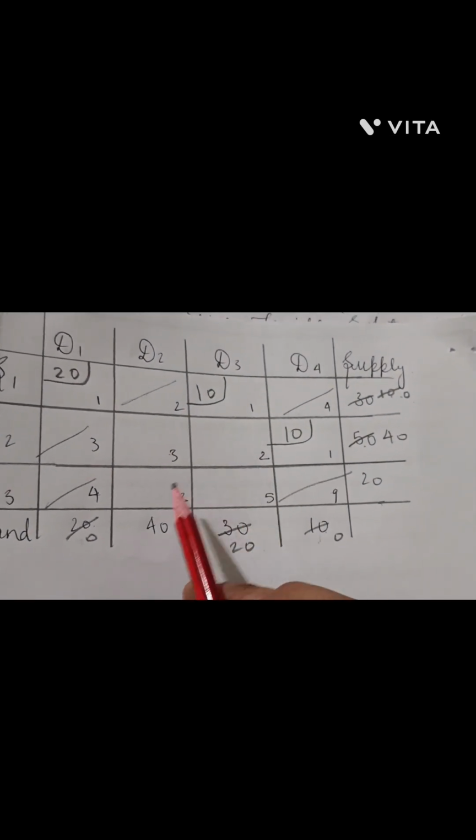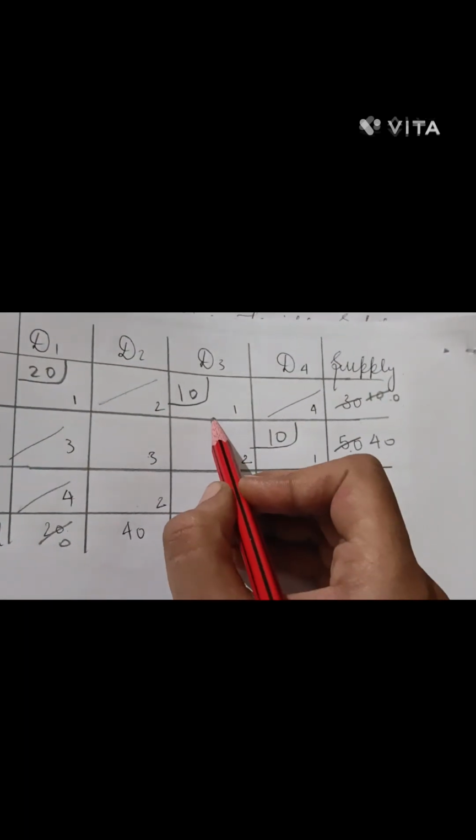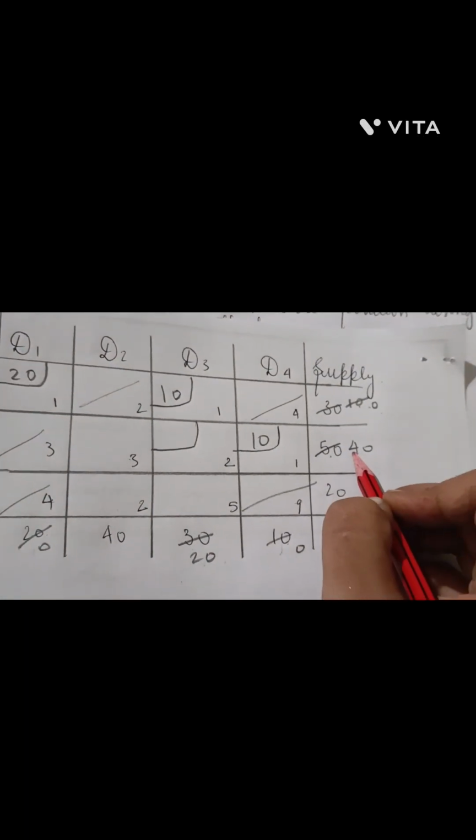And next least cost is 2. Since I have a tie, I'm going to choose this one for allocation. So we have 20 here and 40 here. I'm gonna assign 20.